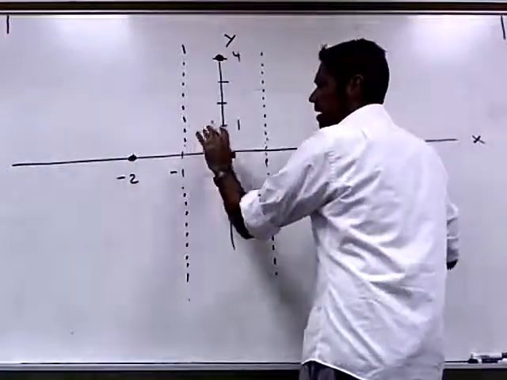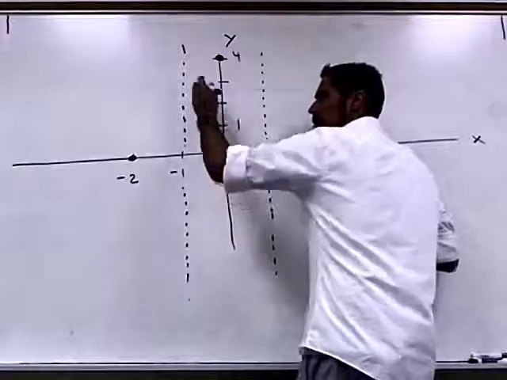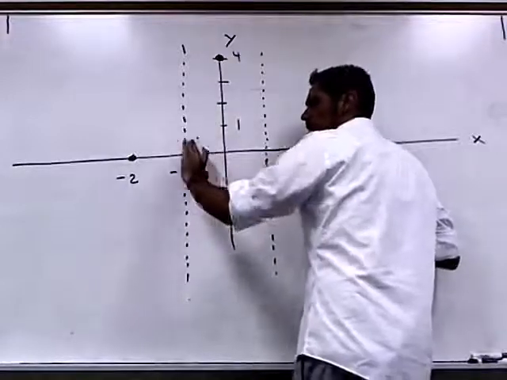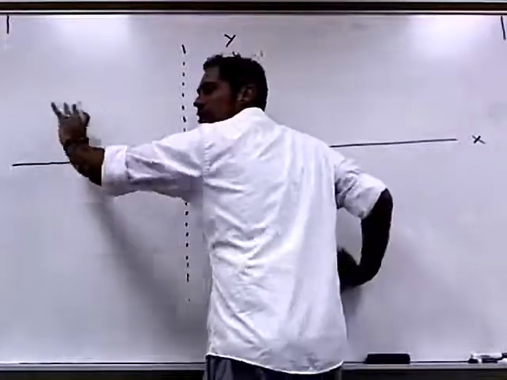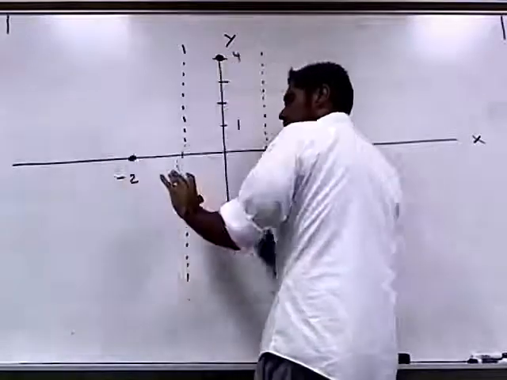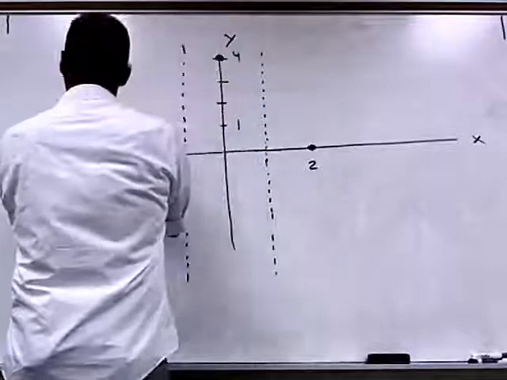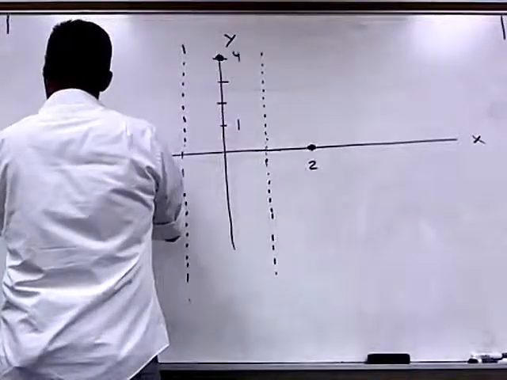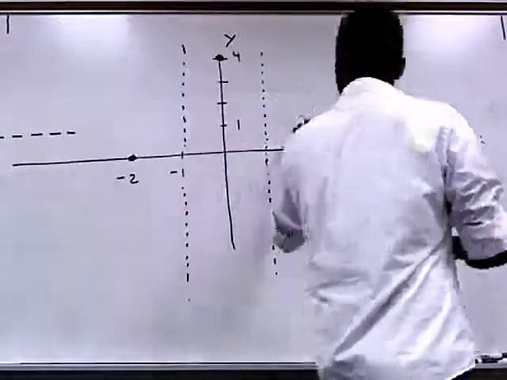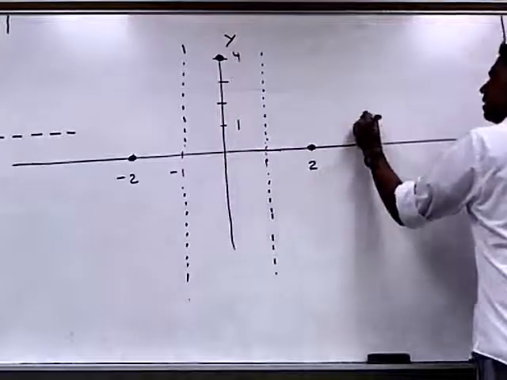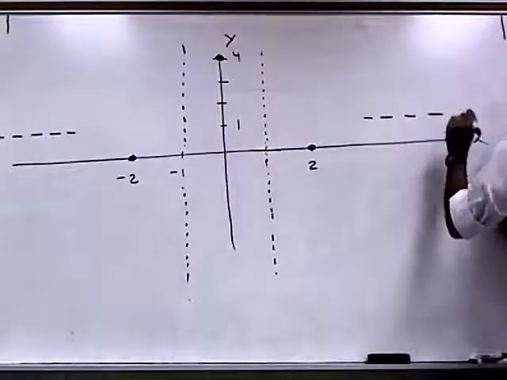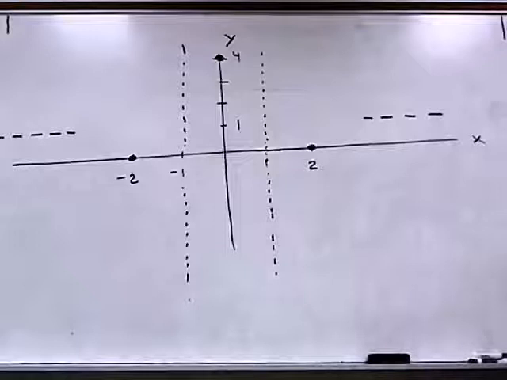So what I mean by the ends is if I move to the left here, I have a vertical asymptote, and then I have an x-intercept. After that, I don't have anything, right? So after I get past the last piece of information is when I'm going to draw my dotted line. Just somewhere over here, dotted line like that. And then over here, somewhere past 2, dotted line like this. Okay?